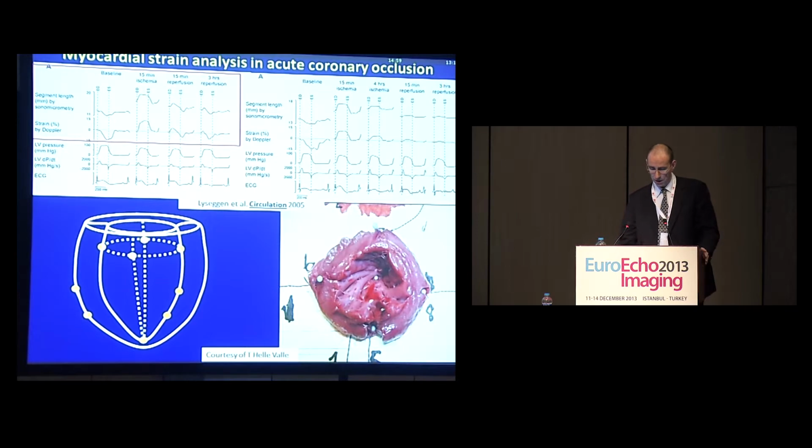In the first experiment, the LAD artery was occluded for 15 minutes, and as you can see, instead of shortening at baseline, there is a lengthening of myocardium during ischemia. When we reperfuse the tissue, there is a recovery of function, and after 3 hours, there is an even increased recovery. However, the tissue never recovers completely. On the other hand, when we occlude the LAD artery for 4 hours, there is no recovery of function. So this method seems to work.